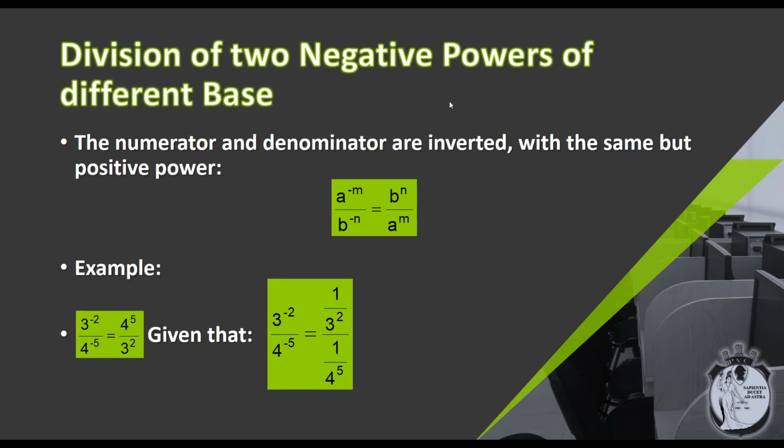Division of two negative powers of different base. Check here. Now you have a different base. What happened here? If you have a negative power and a negative power, both are negative, you can change that. Why? Because if you check the last rule, you can apply that and you get this. Again, you apply it here and you get that. So it's a division and you can move it.